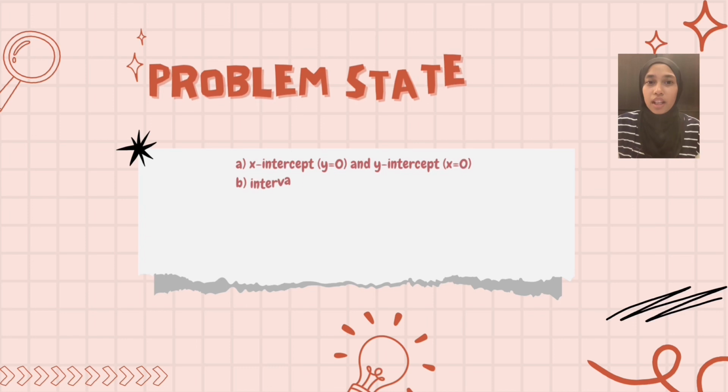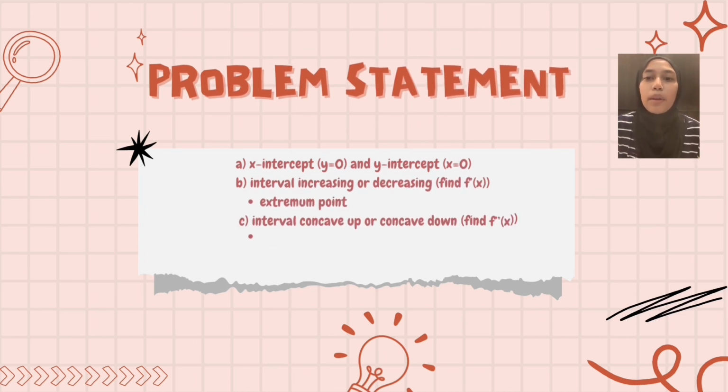In the problem statement, for question A, we need to find the x-intercept and y-intercept for the f(x) given. The x-intercept is when f(x) equals 0 and the y-intercept is when x equals 0. Next, for question B, we need to find the intervals where f(x) is increasing or decreasing by differentiating the f(x) given, that is f prime x. Then determine the extremum points. After that, in question C, we need to find the intervals where f(x) is concave up or concave down by differentiating f prime x that we got in B, then determine the inflection point. Lastly, sketch the graph of f(x) using all the information we got in A, B, and C.